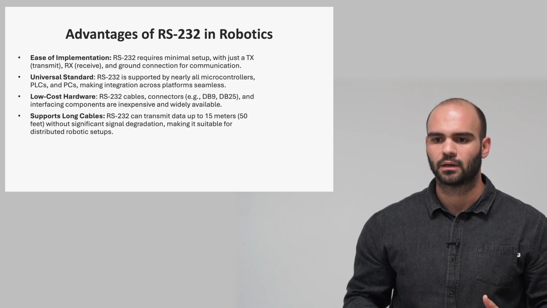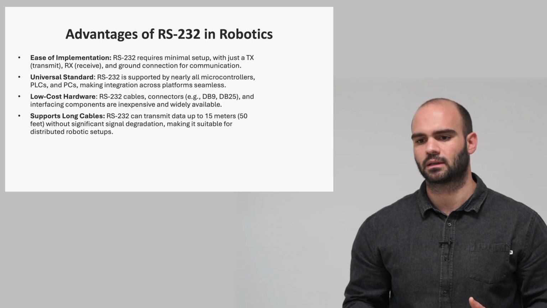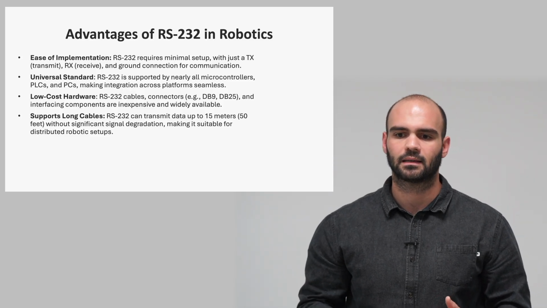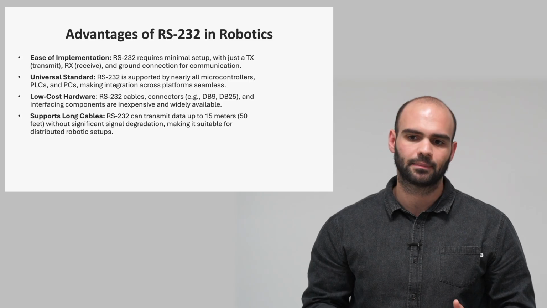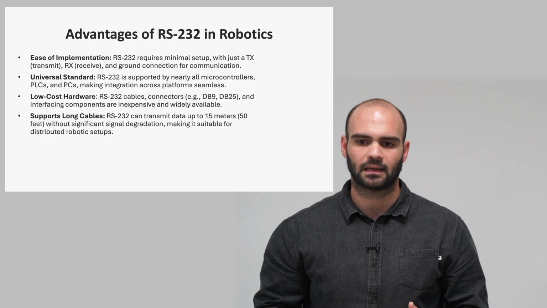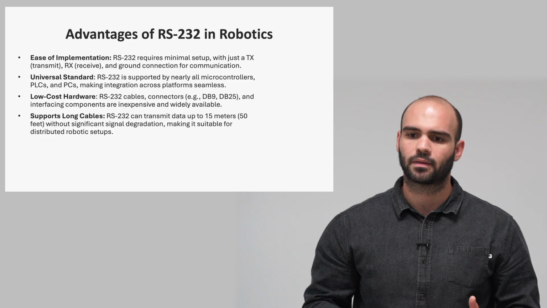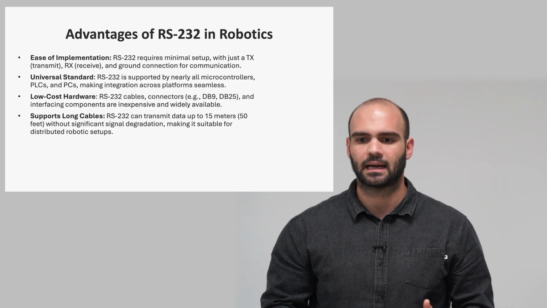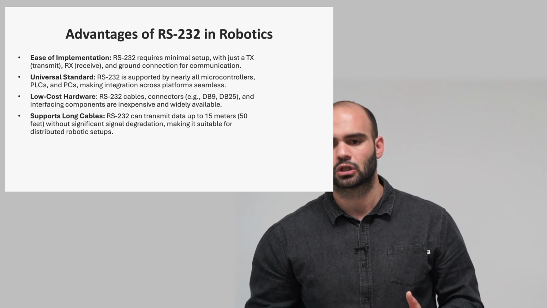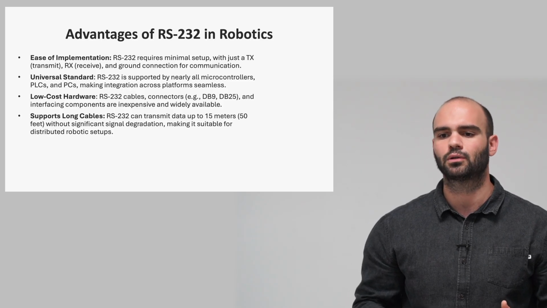Second, RS-232 is a universal standard, supported by almost all microcontrollers, PLCs, and computers. This makes it easy to integrate devices from different platforms. Third, it's low cost. The cables and connectors like DB9 or DB25 are inexpensive and easy to find. And finally, RS-232 supports long cable lengths, up to around 15 meters, without major signal loss. This makes it ideal for distributed robotic systems where devices are spaced apart. So overall, RS-232 offers a simple, affordable, and reliable solution for many robotics applications.